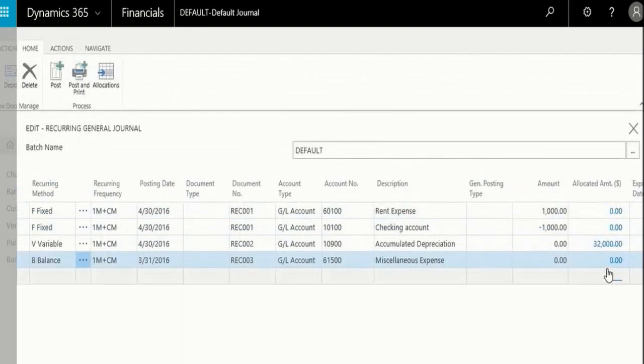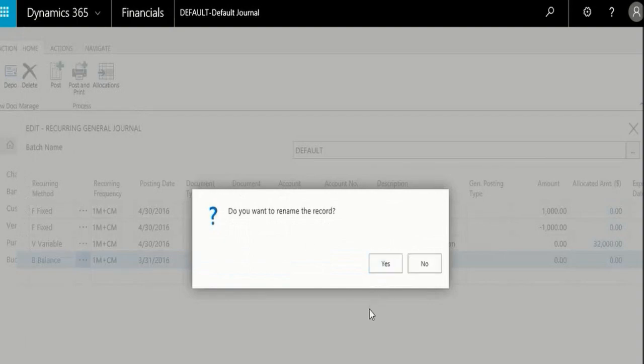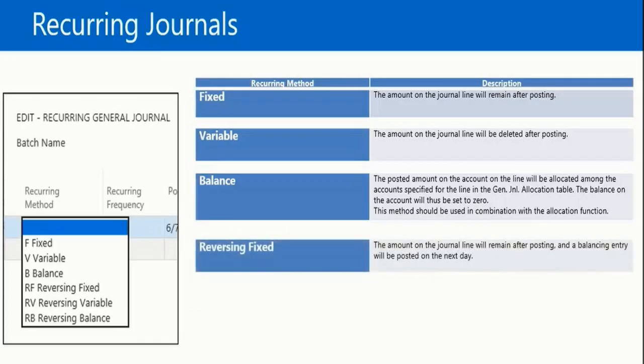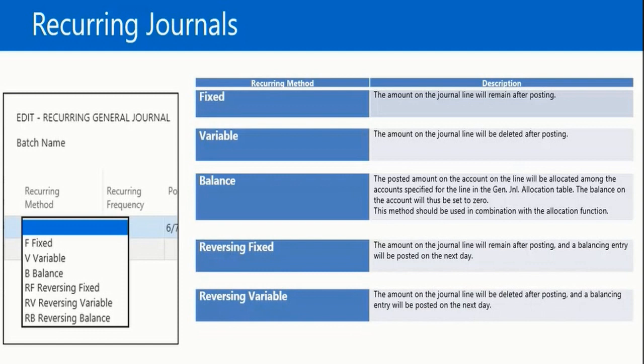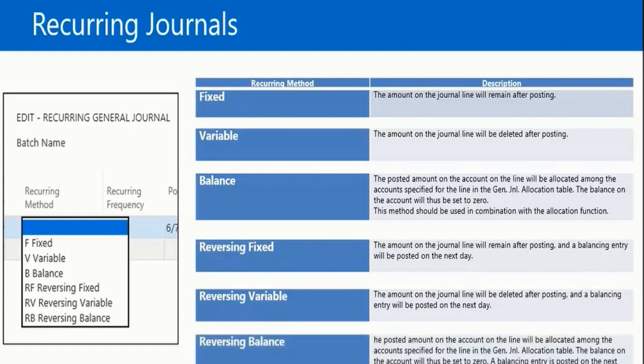Right, so after you've posted, you will notice that I haven't posted in this particular one, but I'm running out of a bit of time here. So I'm going to go on to the next scenario, which is the reversing. Okay, so let's just go to reversing. We're going to try reversing fixed, variable, and balance.